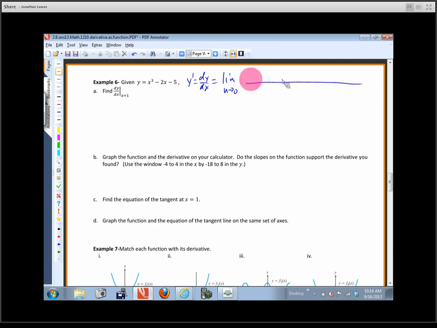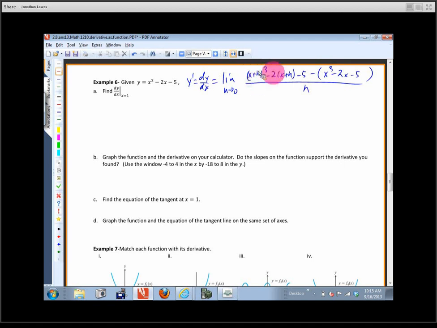Follow along here. x plus h cubed minus 2 times x plus h minus 5 minus all of this stuff. Again, please put these in parentheses, especially when there's more than one term. Just get in the habit, even if there's only one term, it's a good idea. So this is x cubed minus 2x minus 5 all over h. Any questions? Okay.